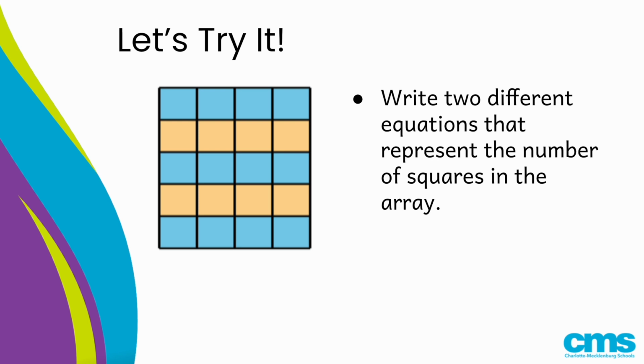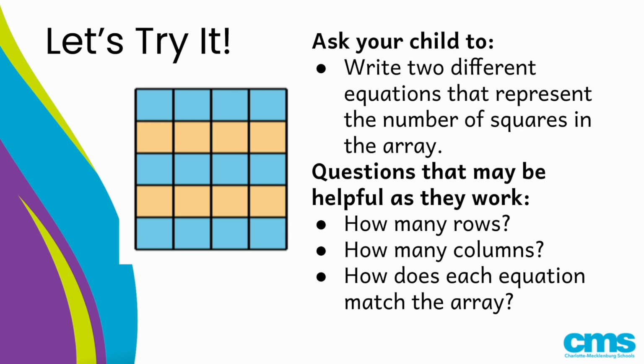So for Let's Try It, we would ask students to look at an array like the one that you see here, and ask them to write 2 different equations that represent the same number of squares in this array. When you ask your child to do that, you might ask them also, how many rows do you see? How many columns do you see? And you might ask them, how many squares are in each row? How many squares are in each column? And then how does each of the equations that you write match the array?